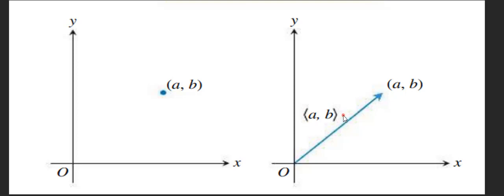This is a symbol for a vector. A vector has x and y components, and it has direction and magnitude. Magnitude is the length of a vector. So the advantage of a vector over a point is that it has a direction and it has magnitude.